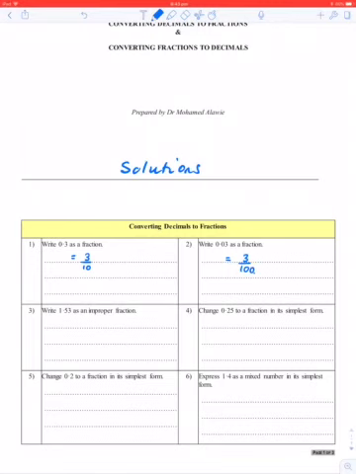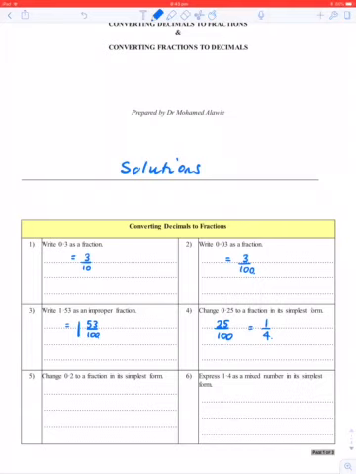Question 3, change 1.53 to an improper fraction. Leave the 1 alone, please. It's not doing anything here. And the 0.53 is simply 53 over 100. Question 4, change 0.25 to a fraction. We know that's going to be 25 over 100. Just be careful here. 25 over 100 can be simplified even further to 1 over 4.